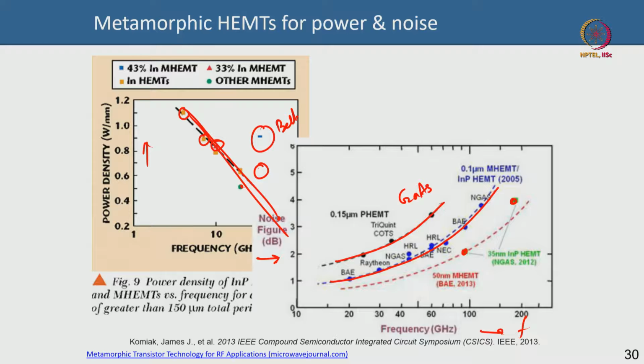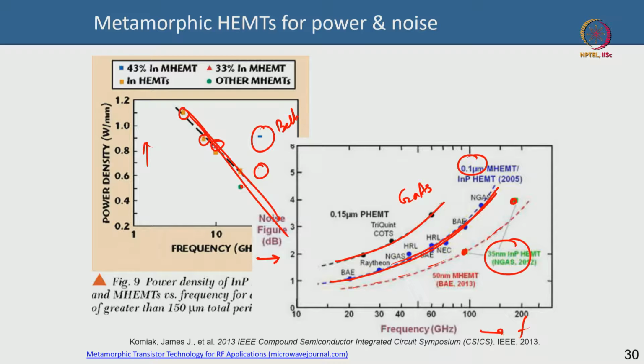Okay. This is between... and of course this line is predicted for metamorphic HEMT, but these data points are the metamorphic HEMTs with 100 nanometer gate length. These indium phosphide HEMTs are with 35 nanometer gate length, much shorter. So, with shorter gate length you get better noise figure.